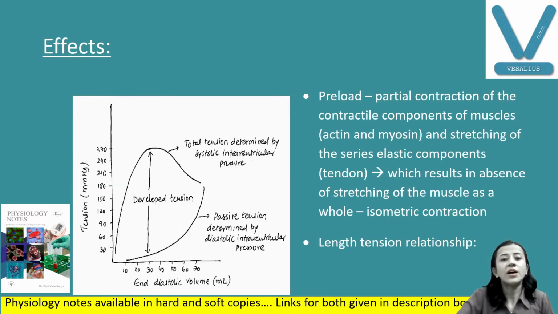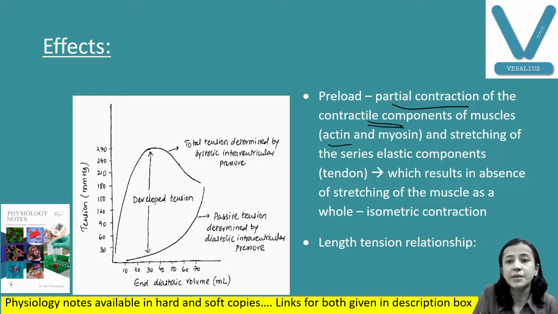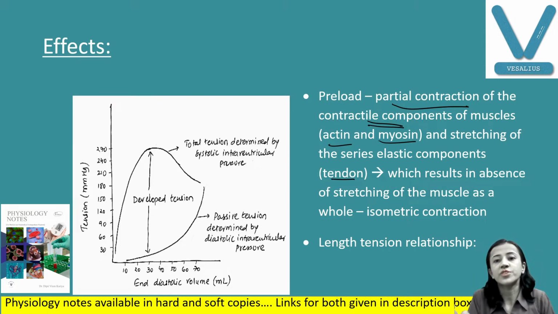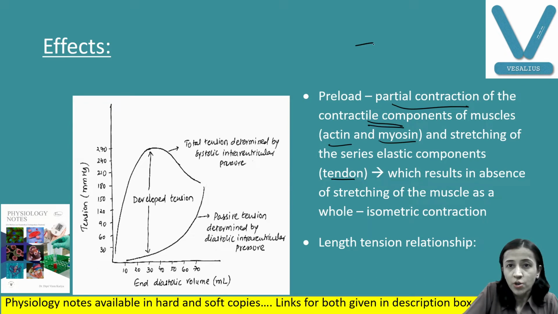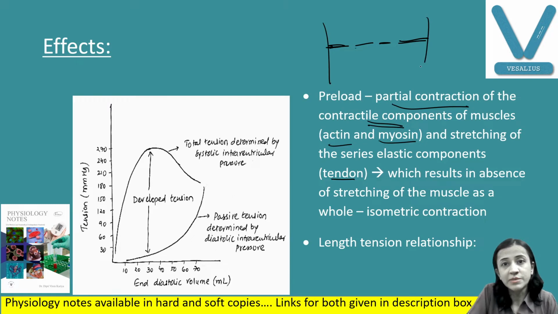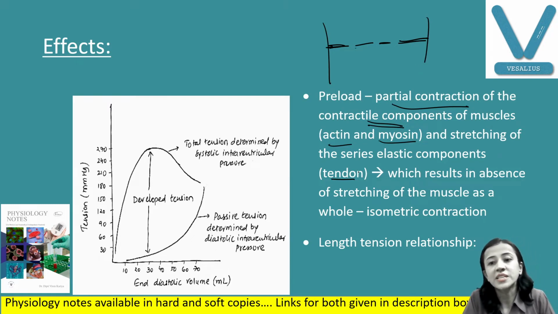Now another important thing is preload, and how it affects the force of contraction. Because of preload there is partial contraction of contractile components. The contractile components of the muscle are actin and myosin, and the series elastic components are the tendons, which get stretched. So when there is contraction of the contractile component and stretching of the series elastic component, that results in absence of stretching of the muscle as a whole. Suppose contractile components are contracted but series elastic components are stretched, so you can say that the length of the muscle remains the same. This type of contraction is known as isometric contraction.